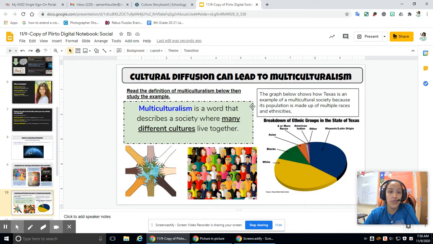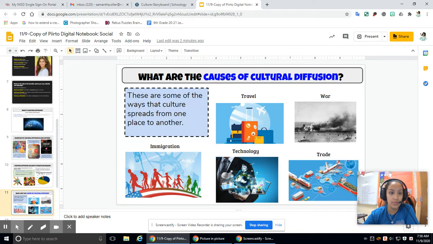And then with cultural diffusion, it goes to multiculturalism. That describes a society where many different cultures live together. So we are a multicultural city because there's all kinds of people that live here. We have whites, blacks, Asians, American Indian, Hispanic, others. All right, so all these different cultures are multiculturalism. So think about cultures, many. So that's our multiculturalism.